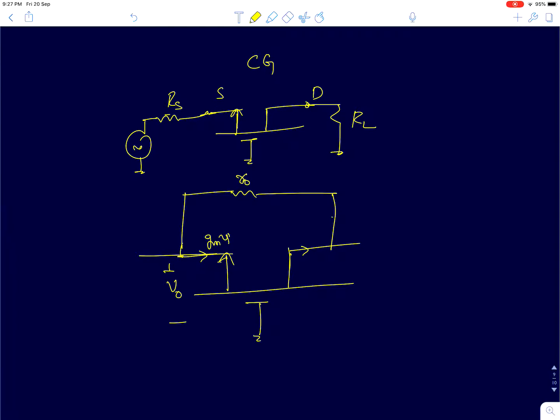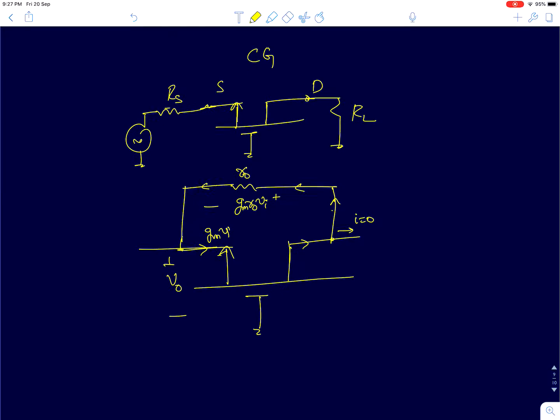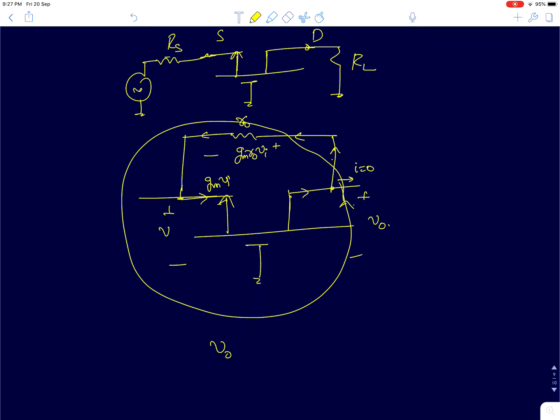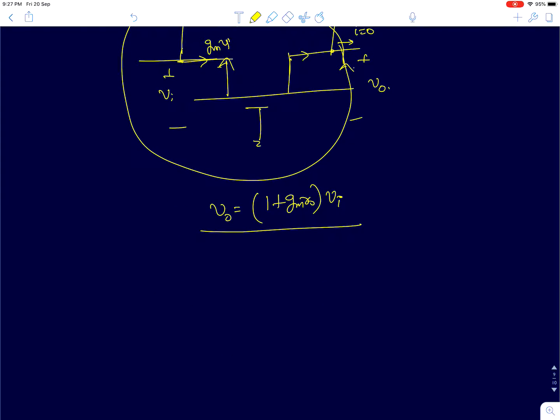Now this current, as it enters here, this is an open circuit, so the current is 0 here. So all that current will loop back here, and it will create a drop of Gm R0 into Vi across R0. So now if you are asked to find the voltage V0, if you go around this loop, you will simply get V0 is going to be 1 plus Gm R0 into Vi. So the maximum gain of a common gate amplifier, I'll write it as A max CG, is going to be 1 plus A0.